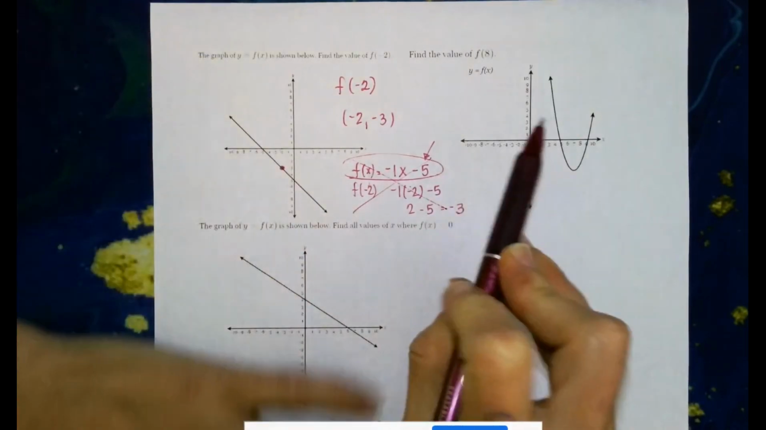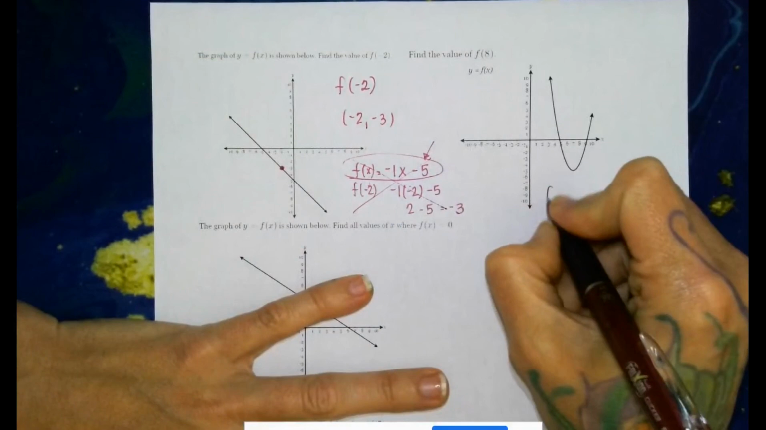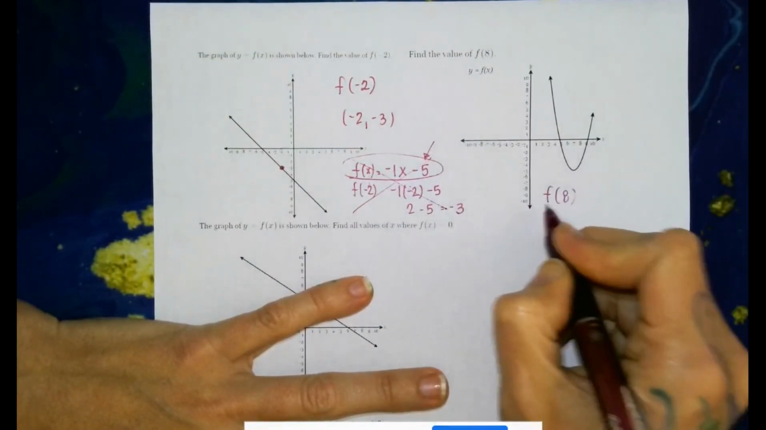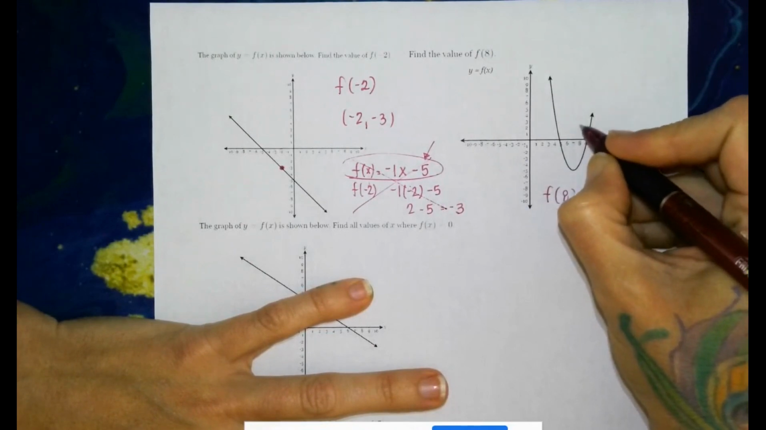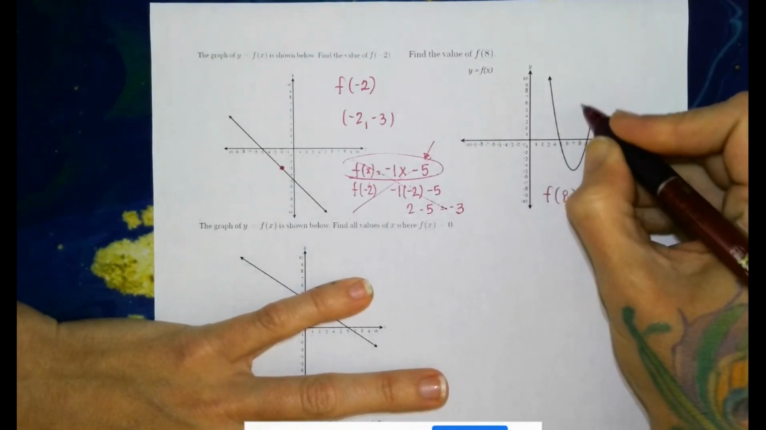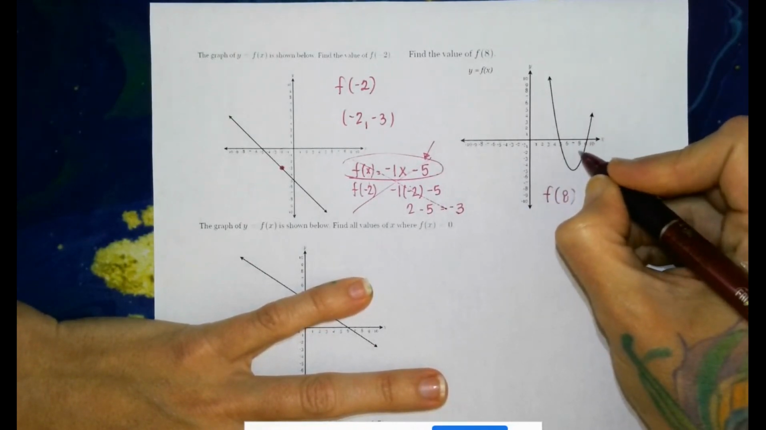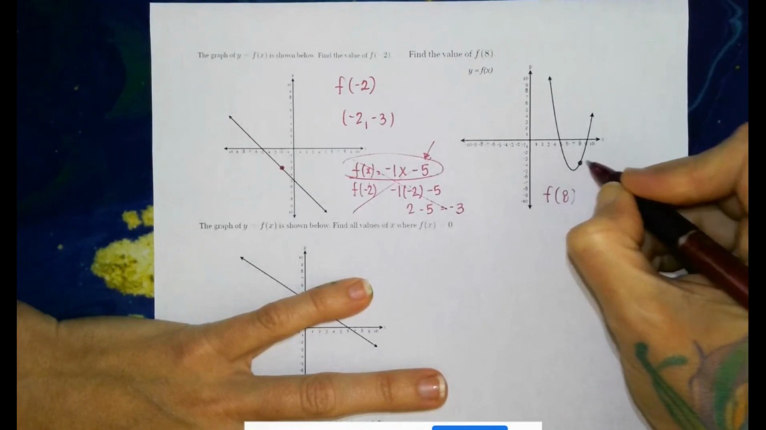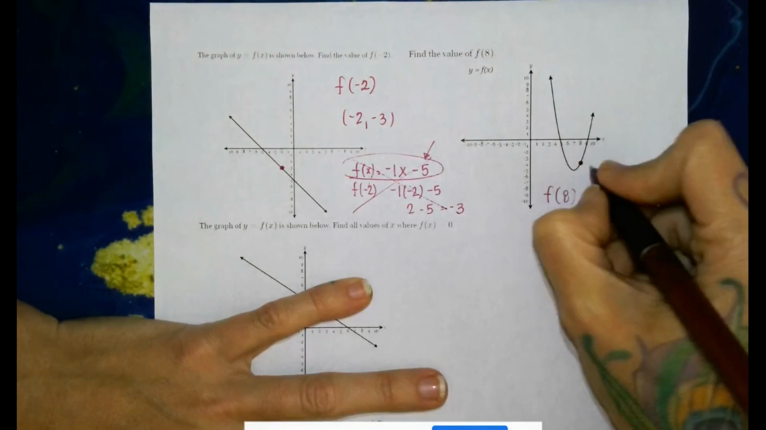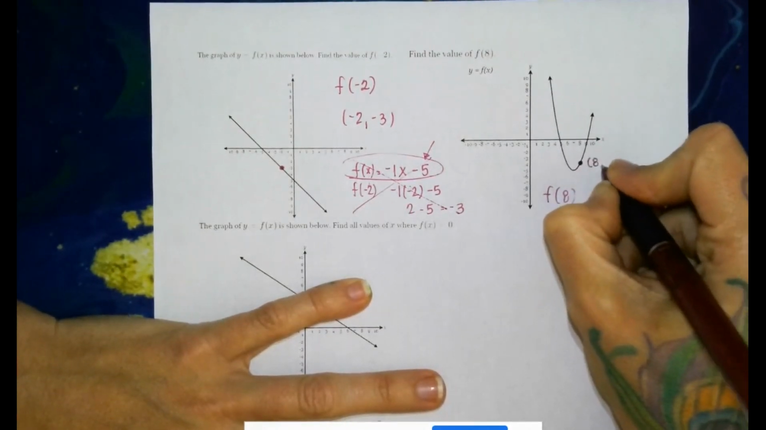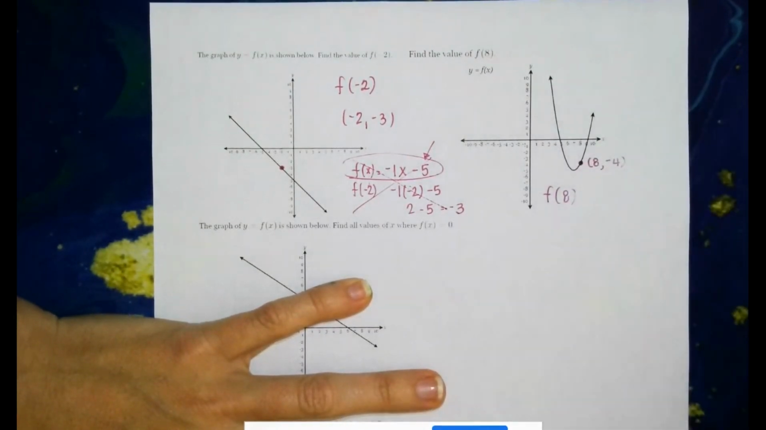Like this one, it says f of 8. So when x is 8, obviously we don't want to go up because there's no function up there, right? It's down here, and I think it looks like it's negative 4. Perfect. So when x is 8, y is negative 4.